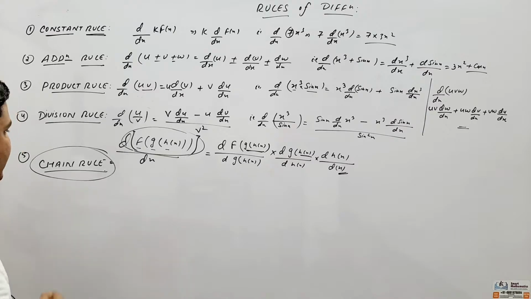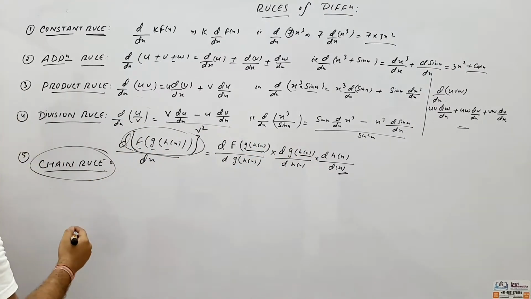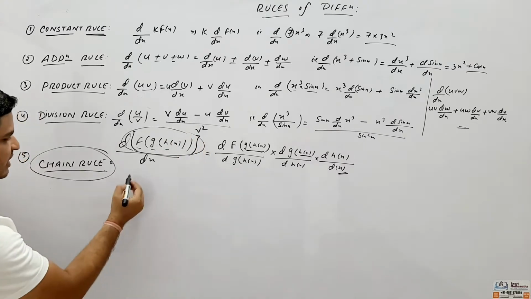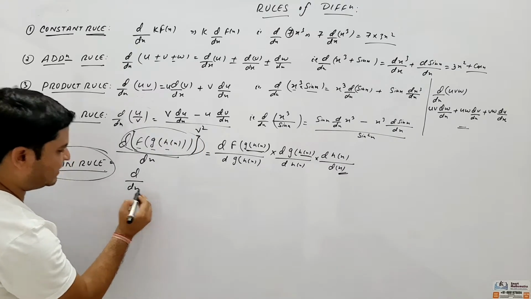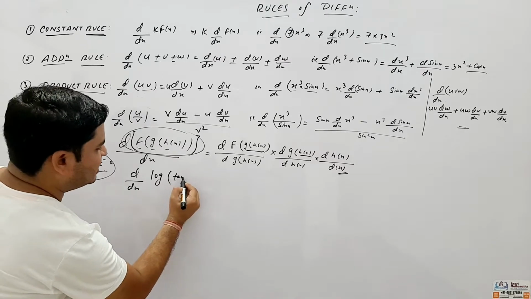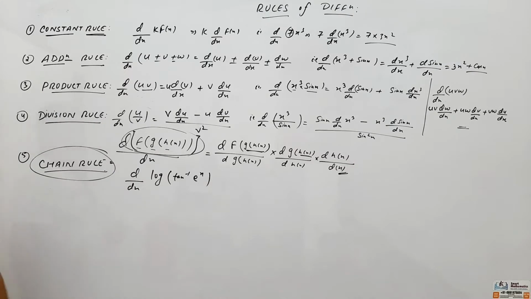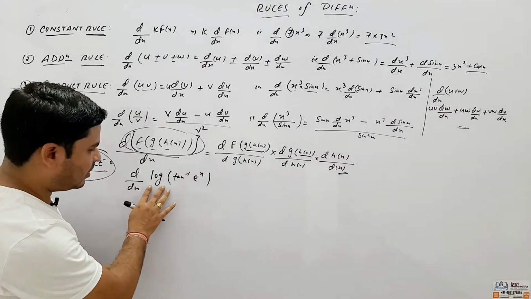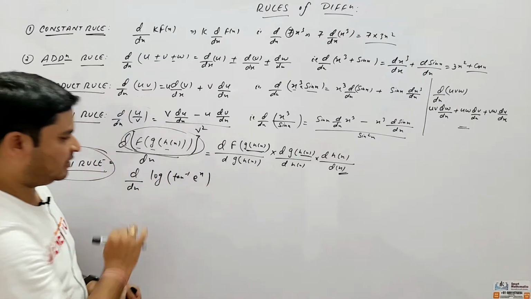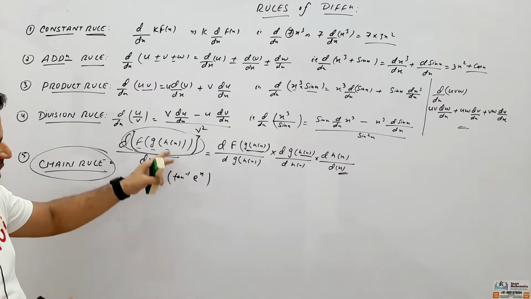Okay, applying the chain rule. I think it's not clear to you because it is in the general form. Let us take an example for three different functions. For example, suppose we have to differentiate log of tan inverse of e^x. See, this function is the composition of log, inverse trigonometric and exponential. So basically there are three functions. f stands for log, g stands for tan inverse and h stands for e^x.